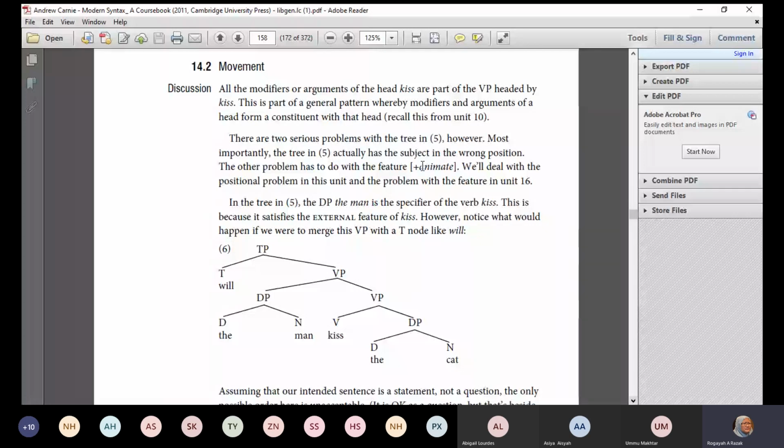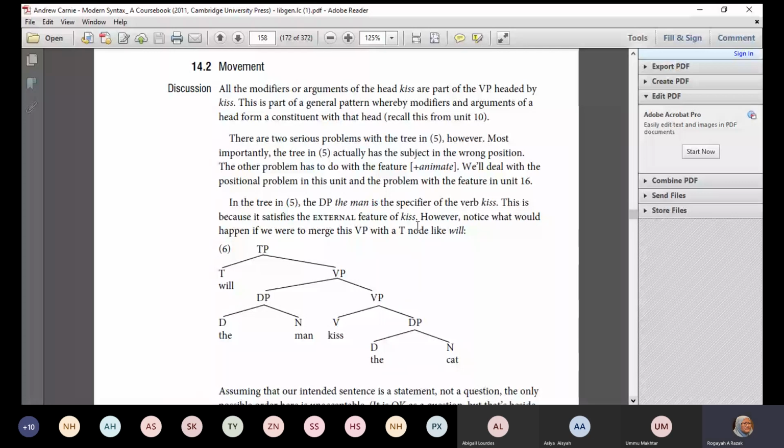And actually not in the wrong position lah kan. It starts from there, but it has to go somewhere. The other problem has to do with the plus animate. We'll deal with this later. So you can actually go to feature unit 16 and see what's wrong with that. In the 3 diagram in 5, the DP, the man, is a specifier of the verb case. This is because it satisfies the external feature of case.